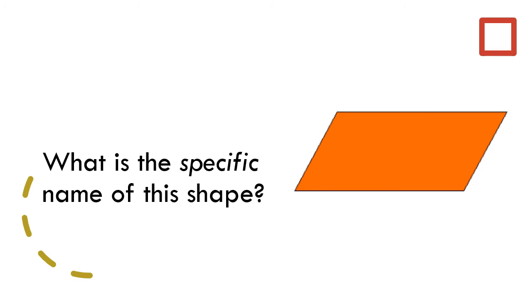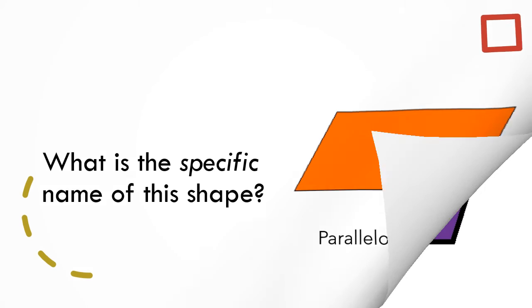What is the name of this shape? The specific name. I'll give you a hint. It has 2 pairs of parallel lines. Ready, go. It is a parallelogram. That's a tricky one. So parallelograms look like slanted rectangles, and they have 2 pairs of parallel lines. They belong to the quadrilateral category.